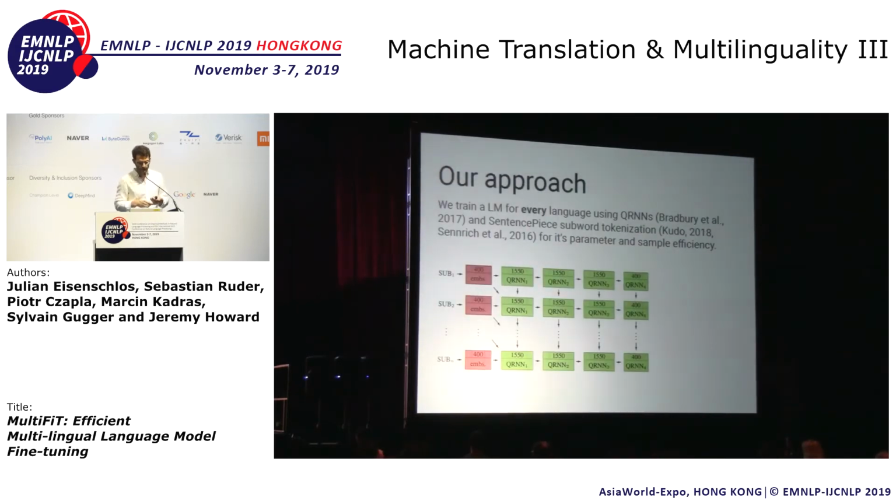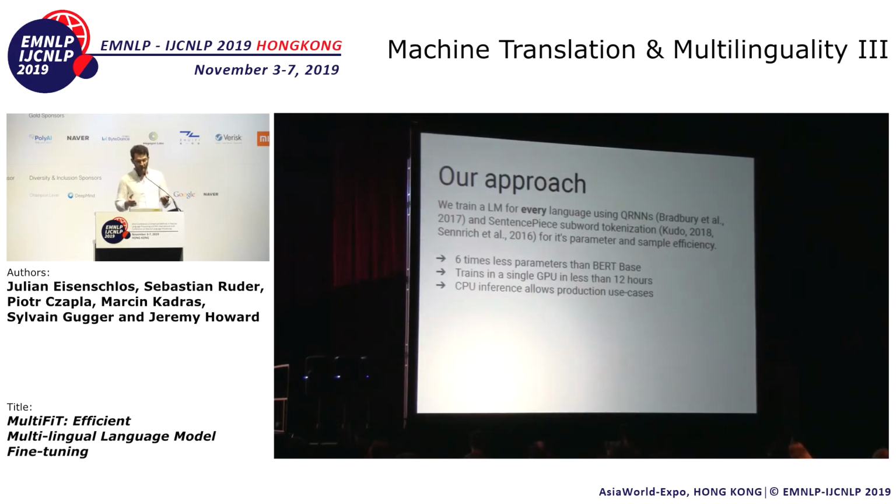So our approach is training a single small language model for every one of those languages. And to make it more efficient, we use QRNNs, quasi-recurrent neural networks, which is a smaller, more efficient version of LSTMs, and also SentencePiece for subword tokenization. And we have 4 layers of QRNNs to train a language model. And then when we want to do some downstream task like classification, we pool the embeddings and have 2 fully connected layers.